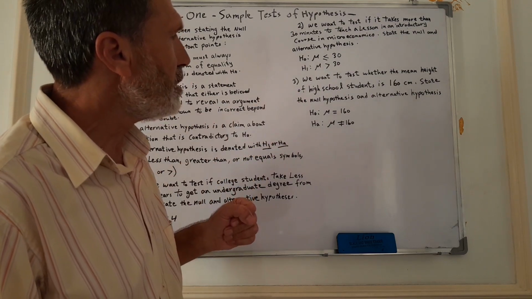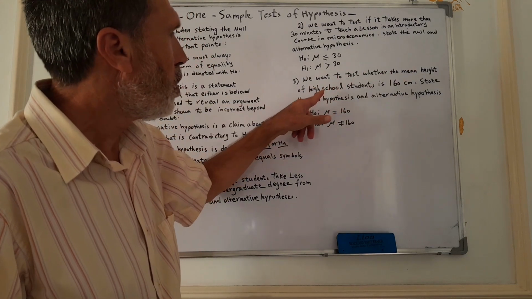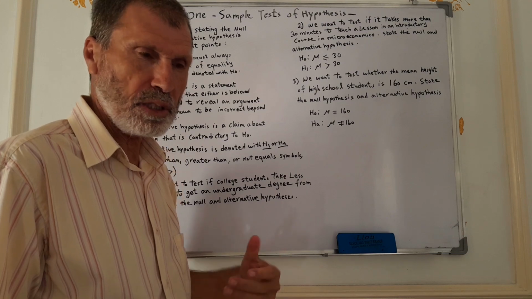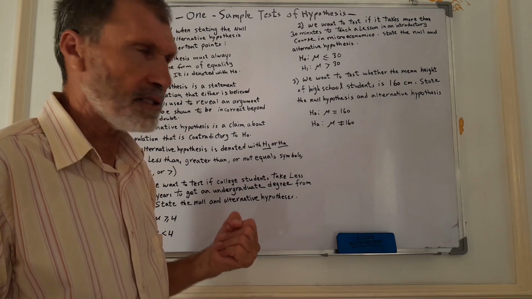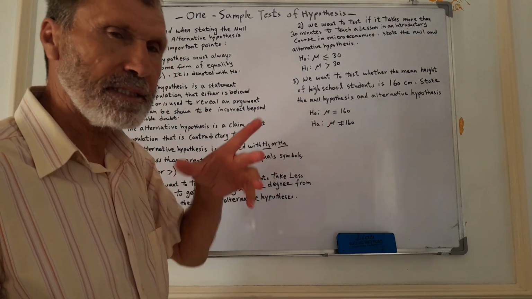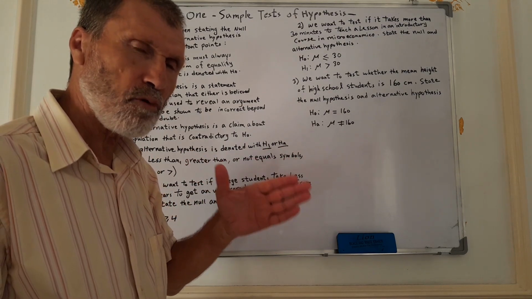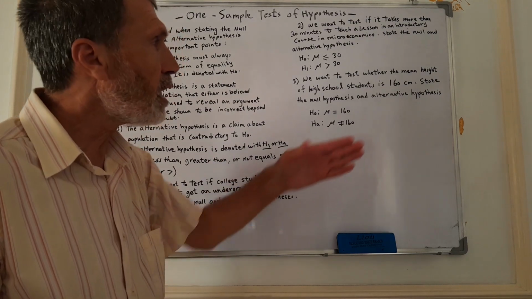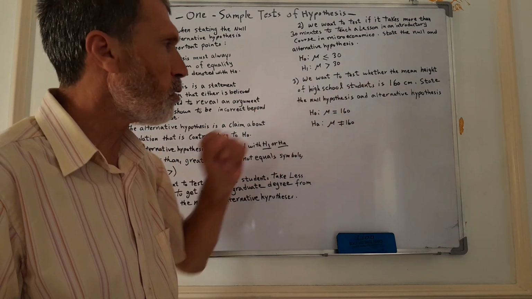The third example, we want to test whether the mean height of high school students is 160. So here, definitely we have to use the equality sign, the mean equals 160. So the alternative hypothesis, H sub 1 or H sub A, is that the mean is not equal to 160, and the null hypothesis is that the mean equals 160.